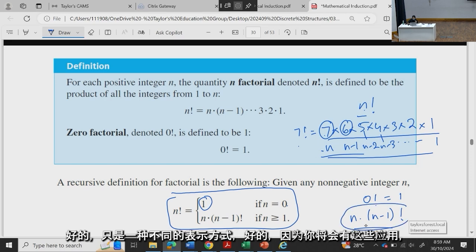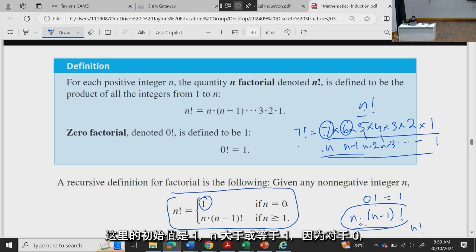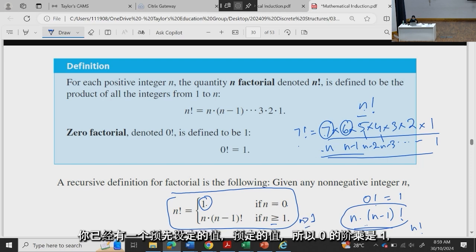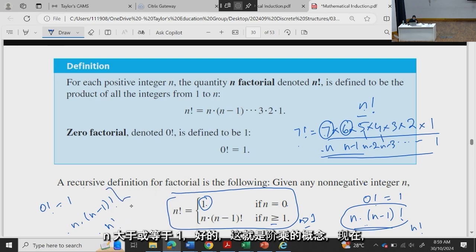Because you will have applications of these when you want to find an explicit formula, or there are some other applications also. And here the initial value will be 1. n is greater than or equal to 1, because for 0 you already have a predetermined value. So 0 factorial is 1, and for all others you can use this, or you can use this. Both of these are the same. Here in this case n is greater than or equal to 1. So this is your concept of factorial.